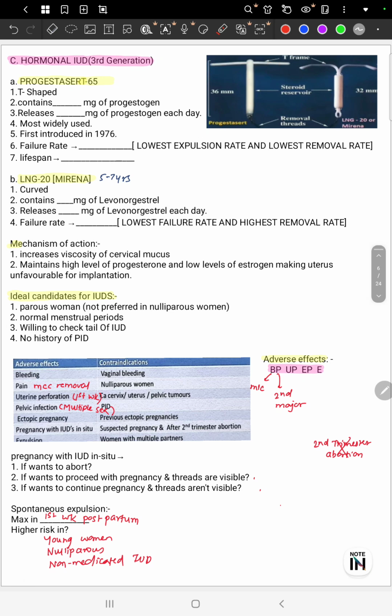It contains about 38 milligrams of progestogen and releases 65 micrograms. This 65 that I have put, it is not named like that. So 65 micrograms of progestogen is released each day. Why most widely used? First introduced in 1976. What else happened in 1976? The National Population Policy came. And what happened in 1977? The Small Family Norm came. Right. Now the failure rate.